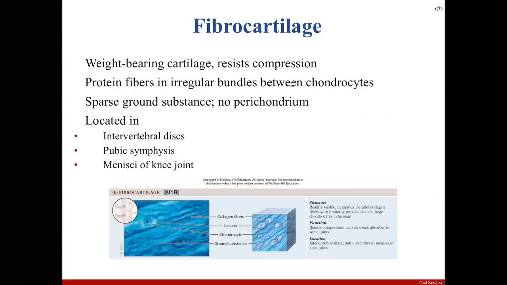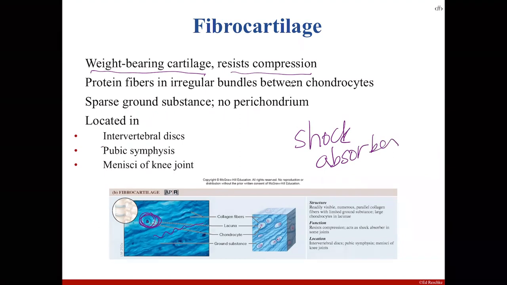Okay, fibrocartilage, so there's the owl eyes again. And then there are the fibers in between. They are tough. It's very tough. So it's weight-bearing cartilage. It resists compression, so it's almost like a shock absorber. So we're going to have it in the intervertebral disc, so the disc between the vertebrae. It's part of what your meniscus is made out of in your knees, and the pubic symphysis.